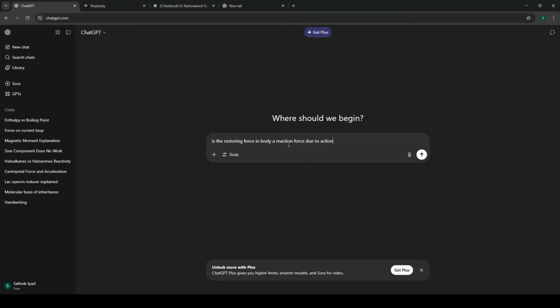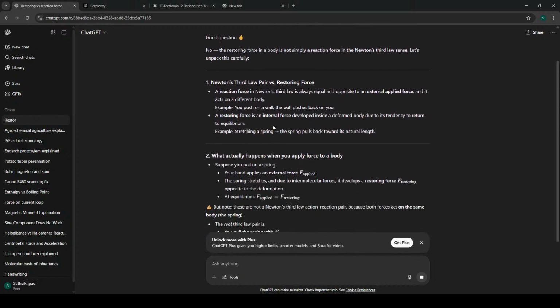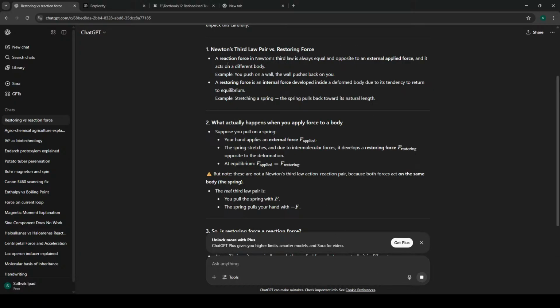Basically, I have a doubt about whether it is an action-reaction pair, Newton's third law. It seems it is not a simple reaction force of Newton's third law. A reaction force in Newton's third law is always equal and opposite to an external applied force, and it acts on a different body. You push a wall, the wall pushes you back. A restoring force is an internal force developed inside a deformed body due to its tendency to return to equilibrium.